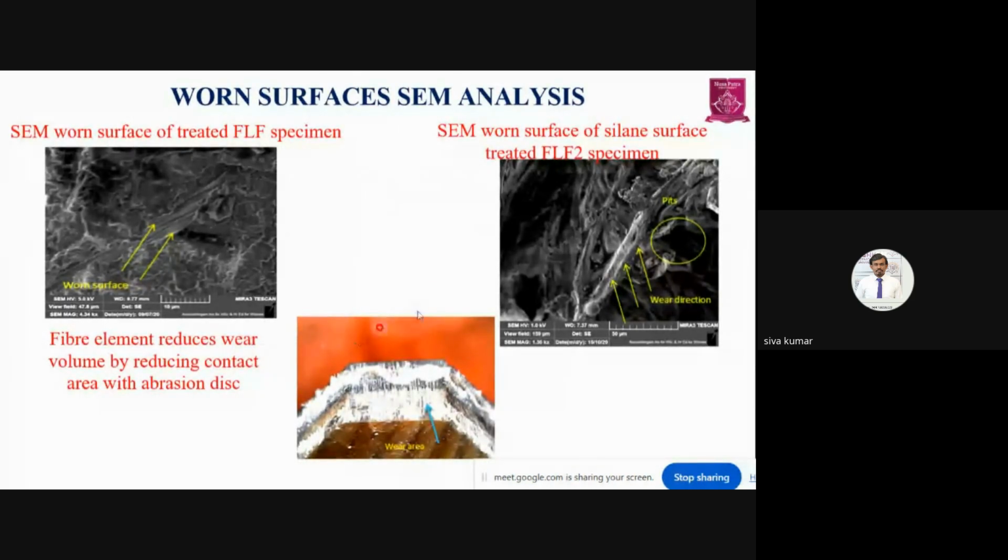So these are the worn surface SEM analysis after pin on disk. The fiber element reduces wear volume by reducing the contact area with the abrasion disk. If you see here, the SEM worn surface of the silane surface treated sample shows a wear direction, so there is only one direction shown as a wear surface. There is no overall wear because the silane treatment is not completely spread over all the fiber elements, so maybe that is another reason it does not wear evenly. These are the significant differences and future scope of this research, which can make more improvement through the processing method.